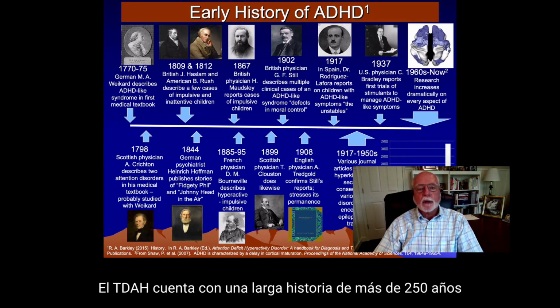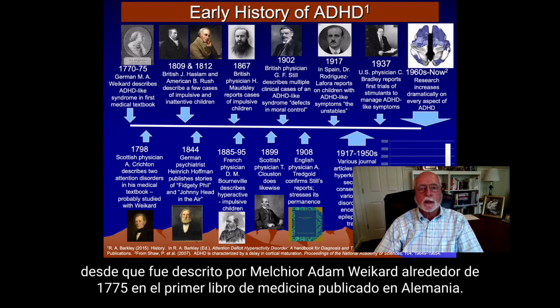ADHD has an extremely long history, going back more than 250 years to its first description in the medical literature around 1770 to 75 in Germany, in the first medical textbook published in Germany, written by Melchior Adam Weichert.